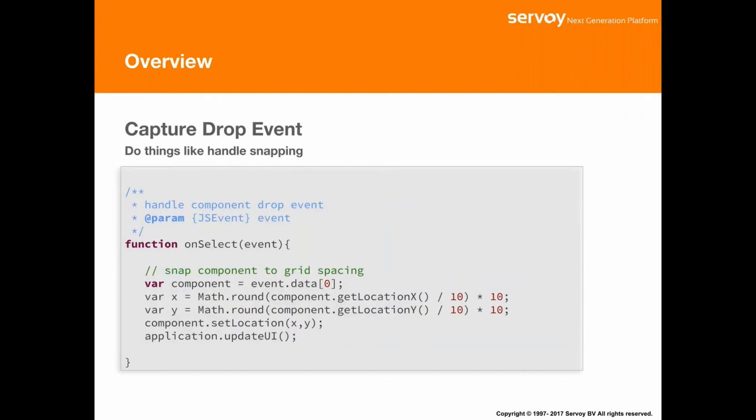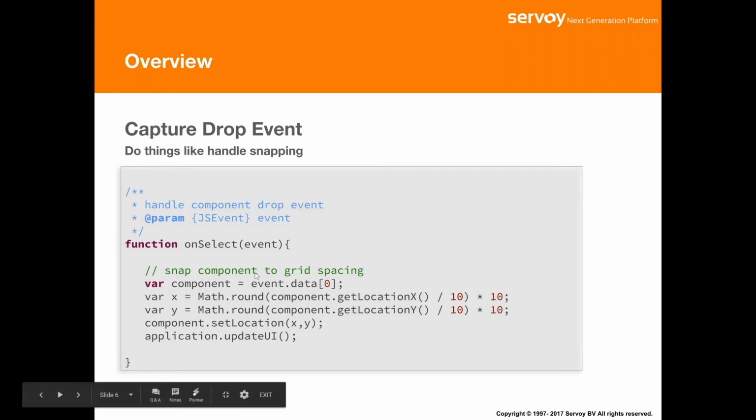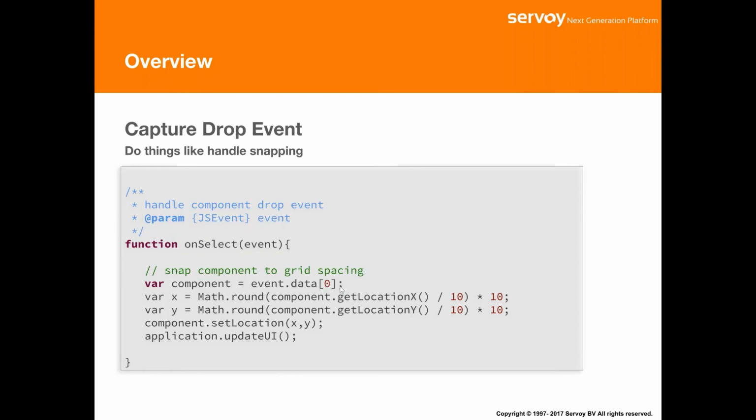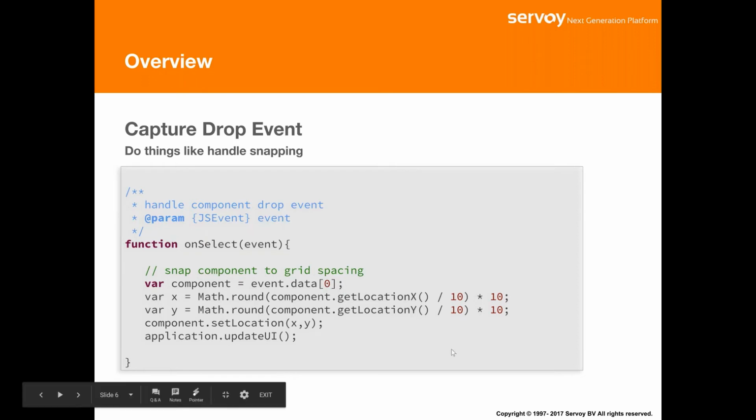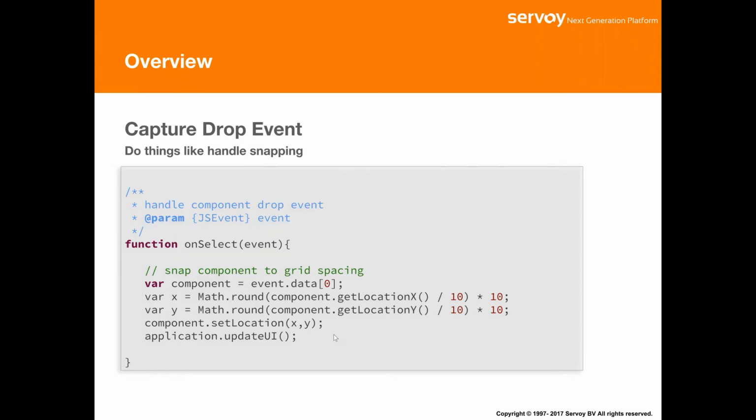So when we were dragging the component and we dropped it, this drop event got fired. And again, all of these events just pass in an event, and you'll notice on every one of these, I'm pulling the component that was affected out of the event.data property. And in this case, I just applied some snapping to the nearest 10th pixel. You do have to call application update UI when you're in design mode, I noticed, to sort of see what you've just done to the runtime component.